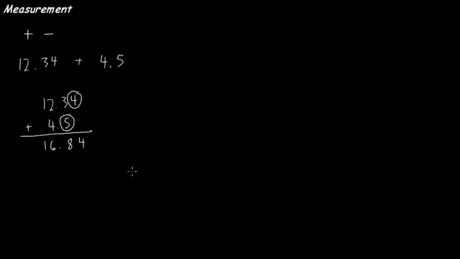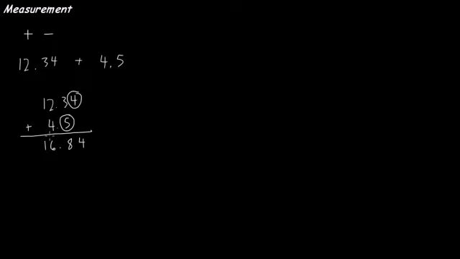$16.84. Now, the result can only have one guess digit because each of the components only had one guess digit. You're only allowed one guess digit ever. So I have one guess digit in this column, and I have one guess digit in this column, and no guess digits here. And I have to have one guess digit.